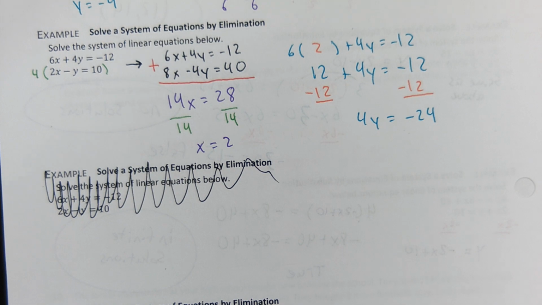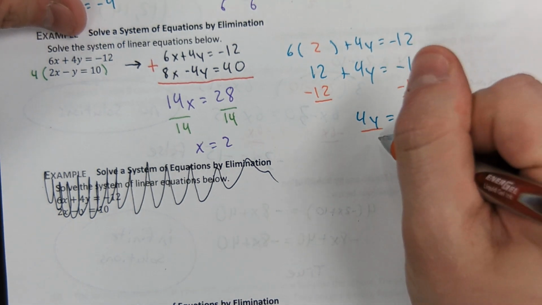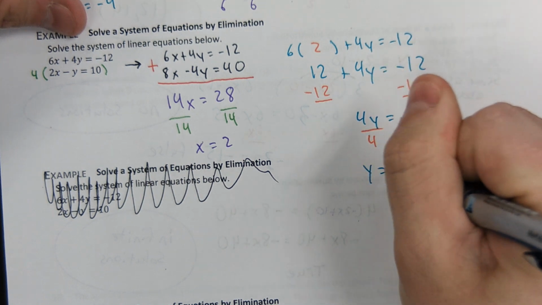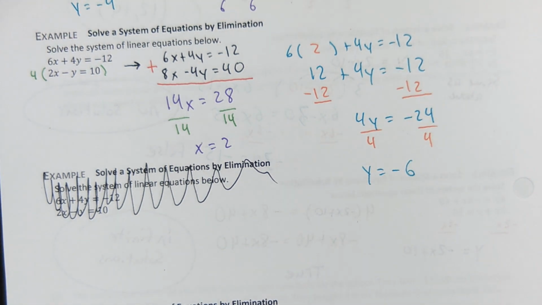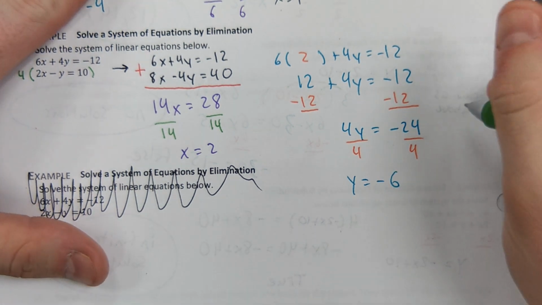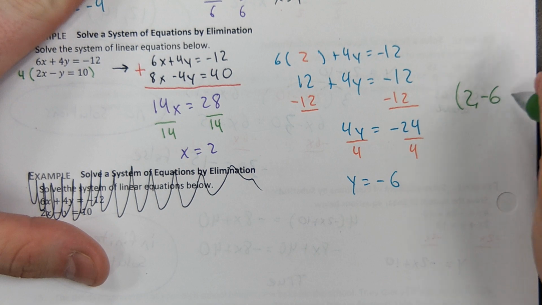Divide both sides by 4, and we get our y value of negative 6. And just like before, we have found an x comma y, a coordinate pair where these two lines are in exactly the same spot at the same time, 2 comma negative 6.